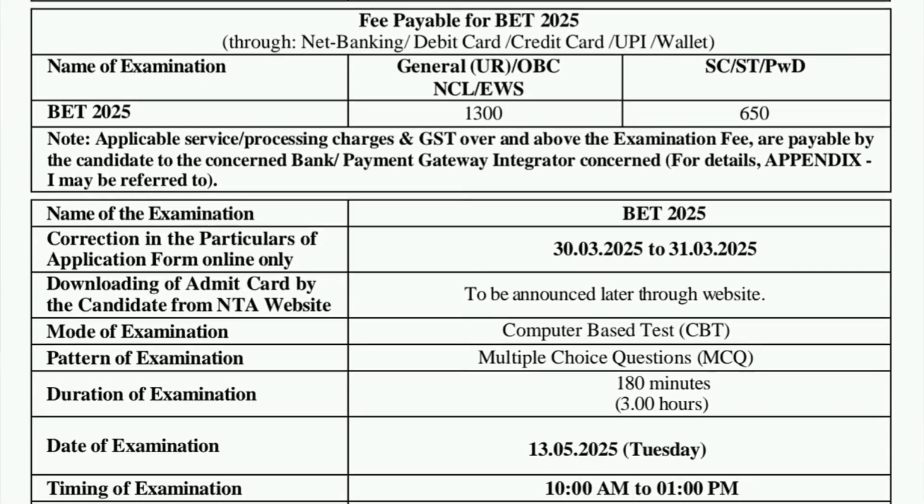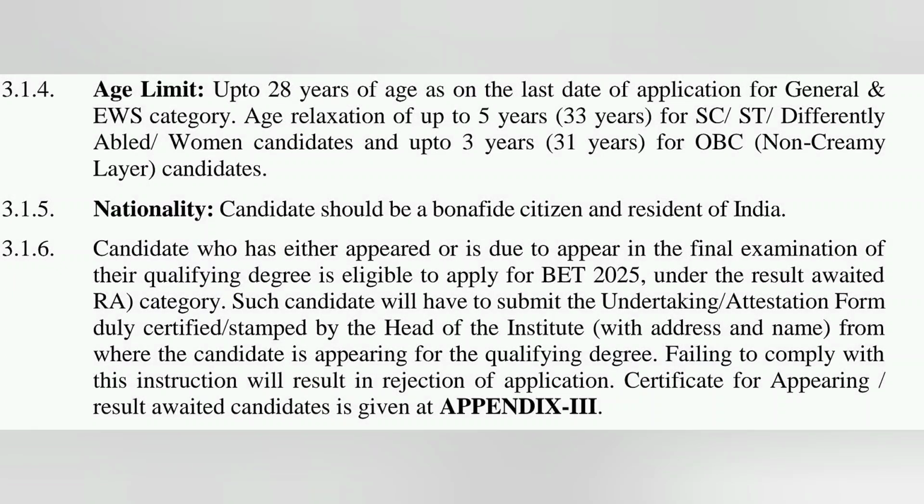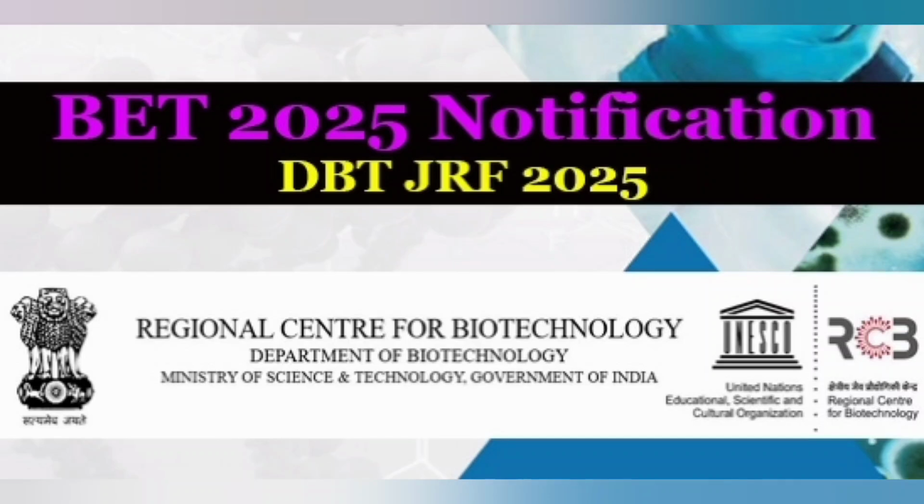As per the eligibility criteria mentioned in the DBT JRF notification, a candidate must hold a BE or BTech degree in biotechnology or an MSc, MTech or MVSc degree in various biotechnology specializations. There is an age limit to write this exam and it is 28 years for the general category and there is a few years relaxation for the other categories. If you are eligible, then we'll proceed to apply.